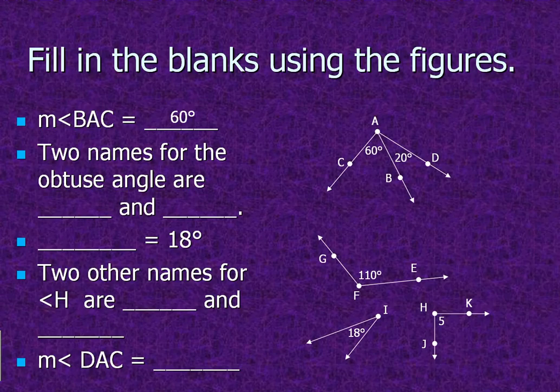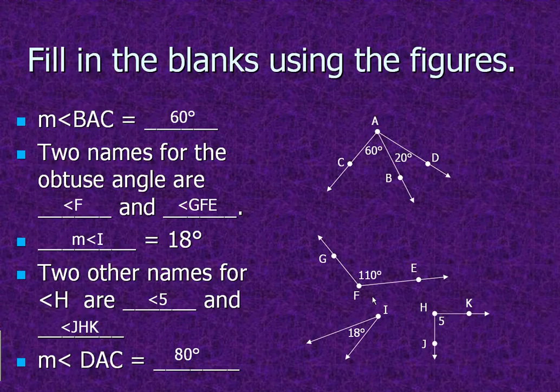Two names for the obtuse angle. Well, we need an angle that's over 90, angle F, or angle GFE. You could also say angle EFJ, or EFG. And then it says, what's equal to 18 degrees? Well, let's see. I'd say angle I. And two names for angle H, angle 5, or JHK.